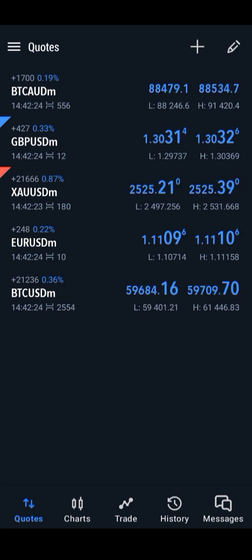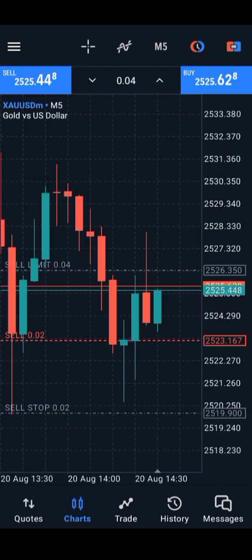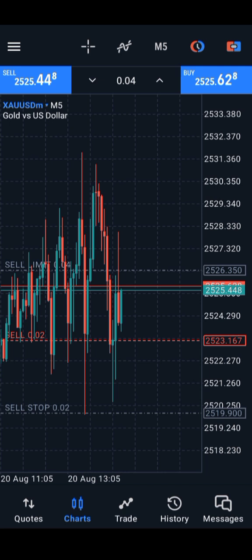So this is my MT5. You can still use MT4 to do the same. It's absolutely the same thing. I started with MT4 before I even started using this MT5. So they are absolutely the same thing. Do you understand what I mean?